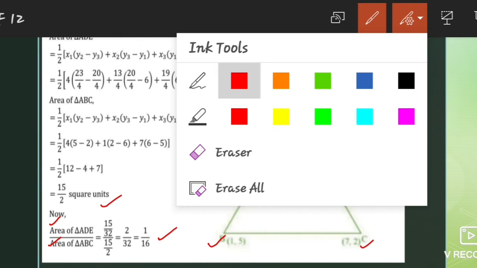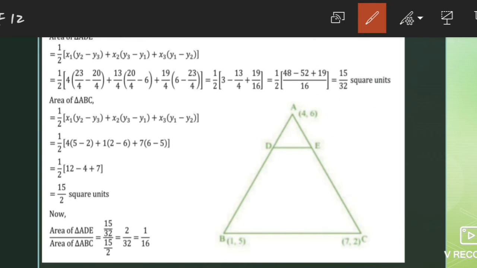Now if you look at this picture, as you can see, AD by BD is equal to AE by EC is equal to 1 by 3. So you can use the BPT theorem. Since this ratio is equal, you can say that this is parallel to this one by the BPT theorem.